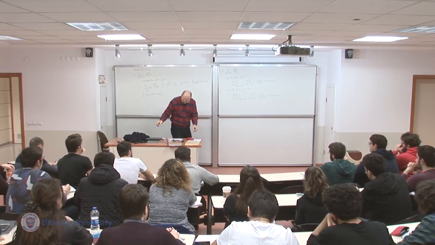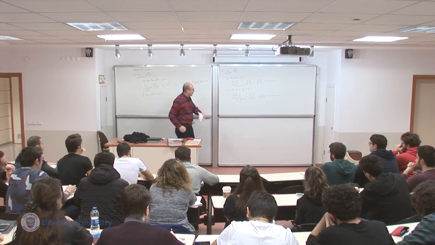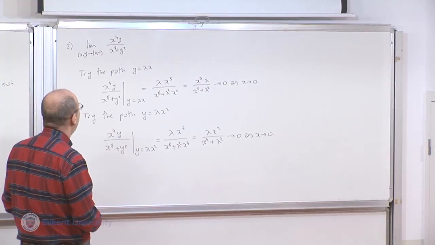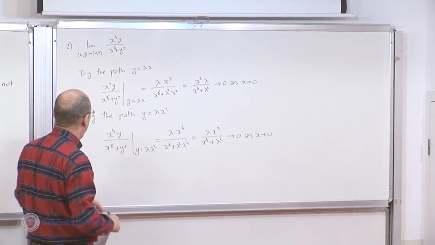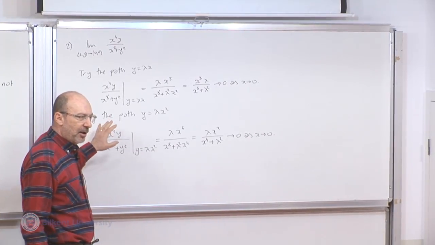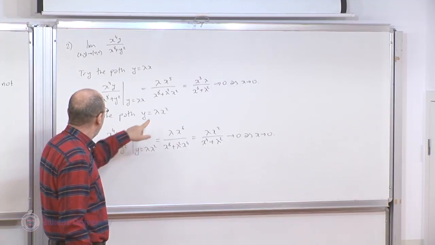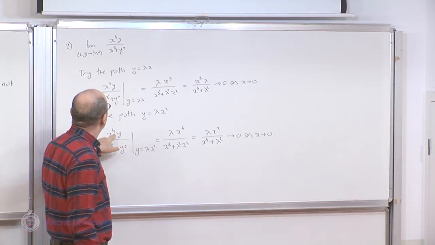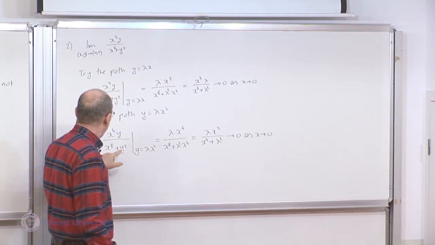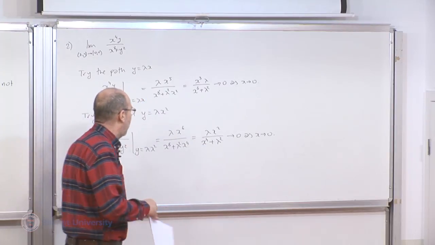Okay, so let me see, where are we? Let's try again with y cubed. Did I do this correctly? You are not responding, so something may be wrong here. I put x squared here. This was x to the 4 over x to the 6. So here it is x to the 4. Okay, I have this.